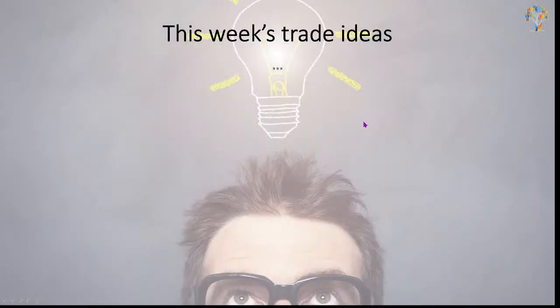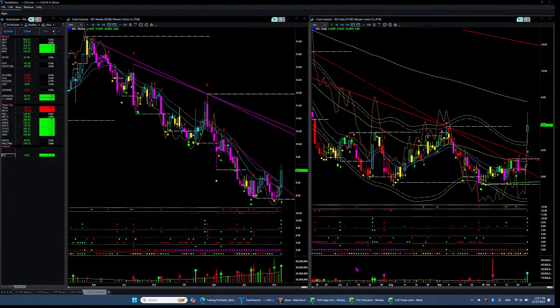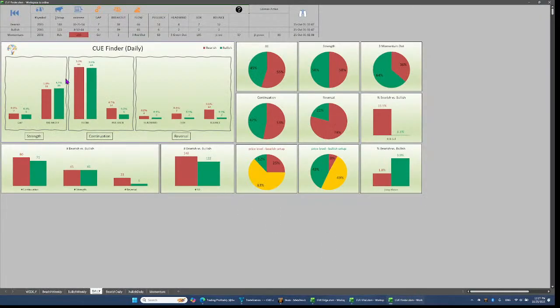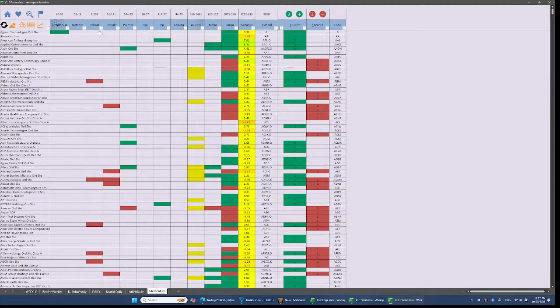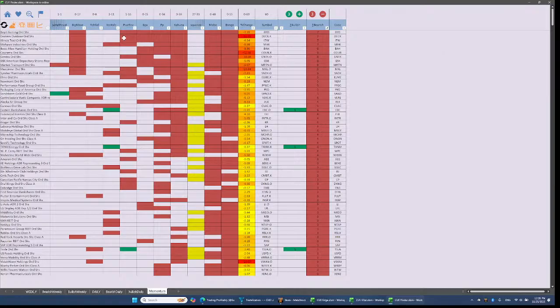This week's trade ideas. Let's try to find a Q setup which also has red candle high. How to do that? Start with Q finder. Go to the momentum signals. Let's look for also a minimum of 3 bearish momentum signals. No harm in doing that. That will reduce the number of stocks and flag for red candle high.